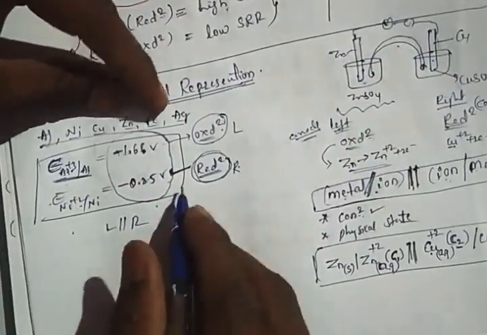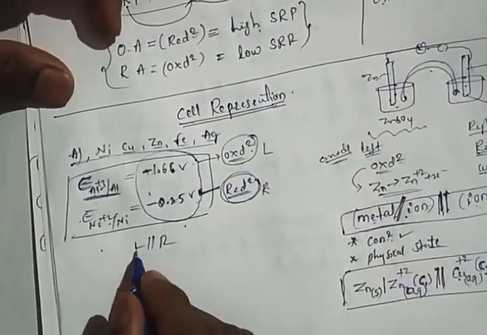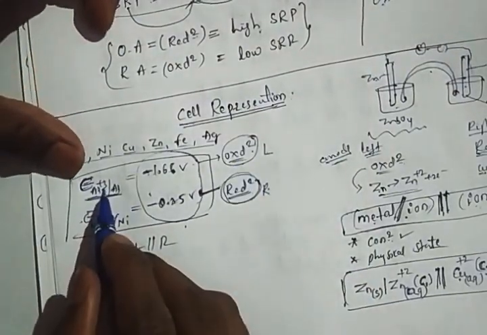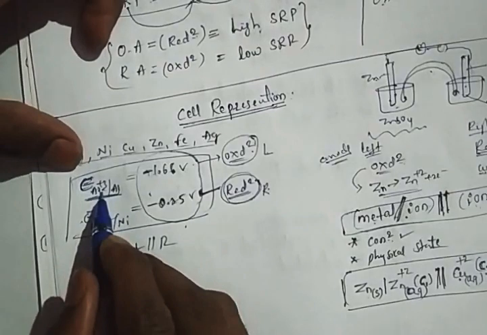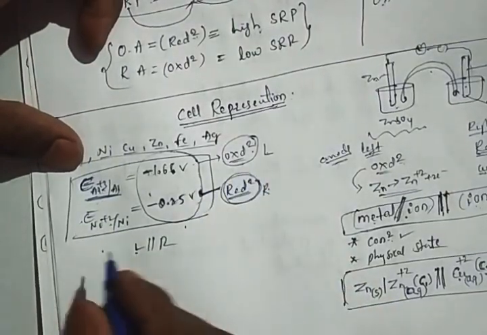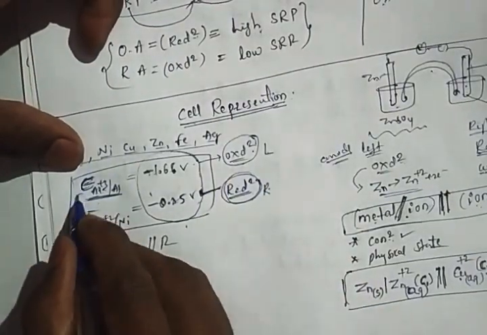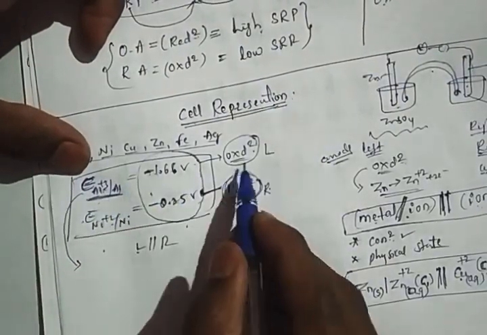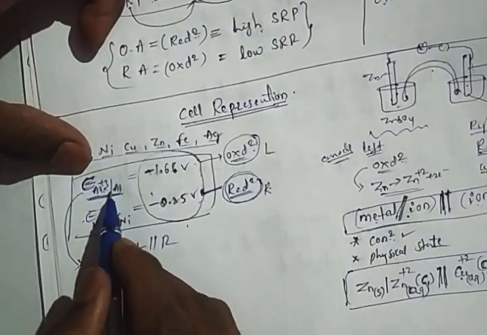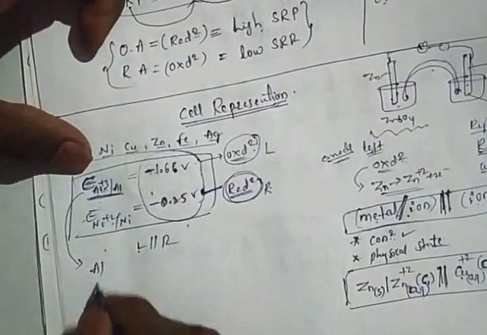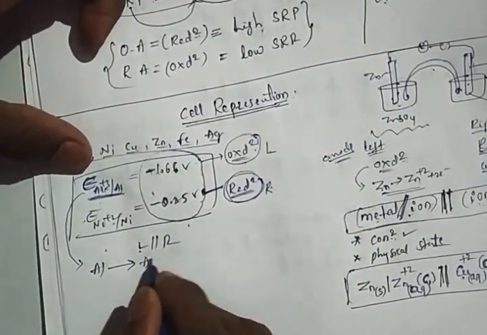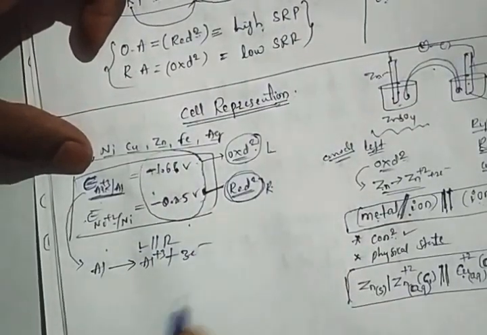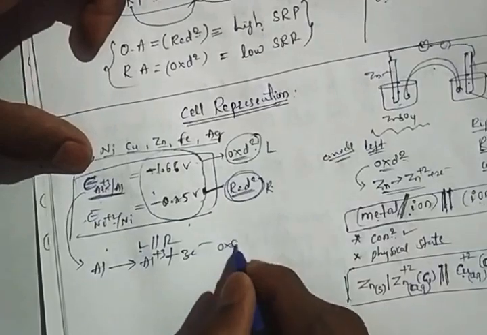Now in this cell, which reaction should be on the left hand side? Oxidation. Now if it undergoes oxidation, can you write the reaction? Before writing the cell representation, first I am writing this one. This has a tendency to undergo oxidation, but it is given as a reduction. Write the oxidation reaction: Al gives rise to Al plus 3, plus 3 electrons lost. This one is oxidation.